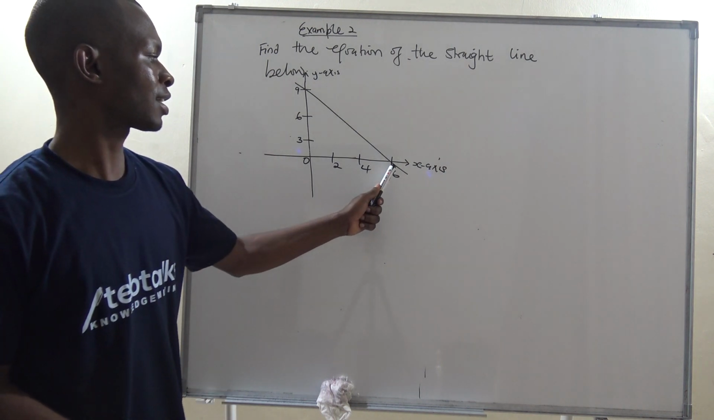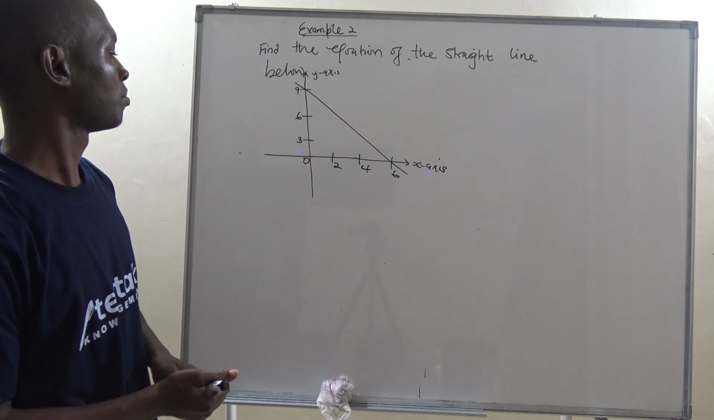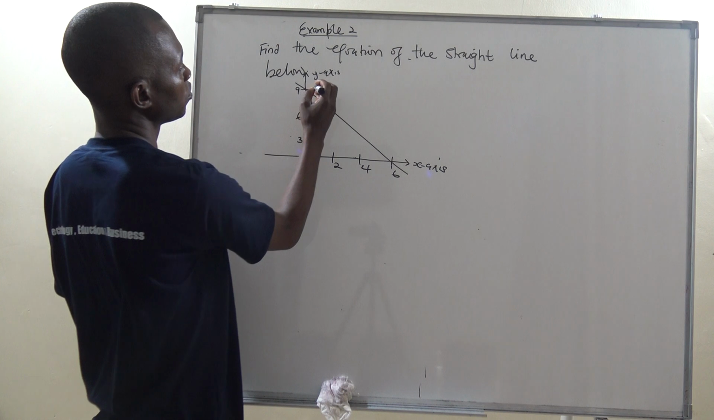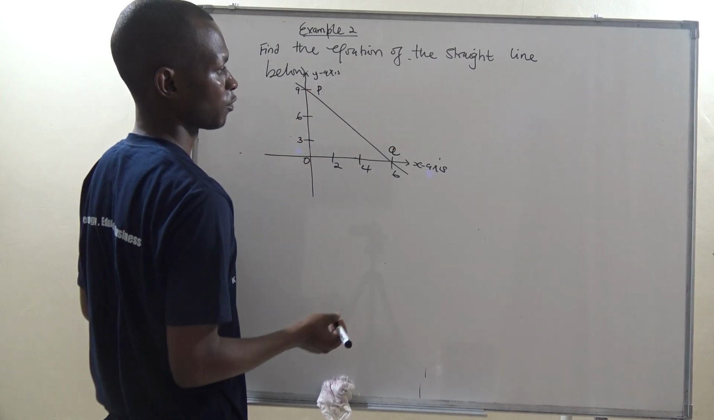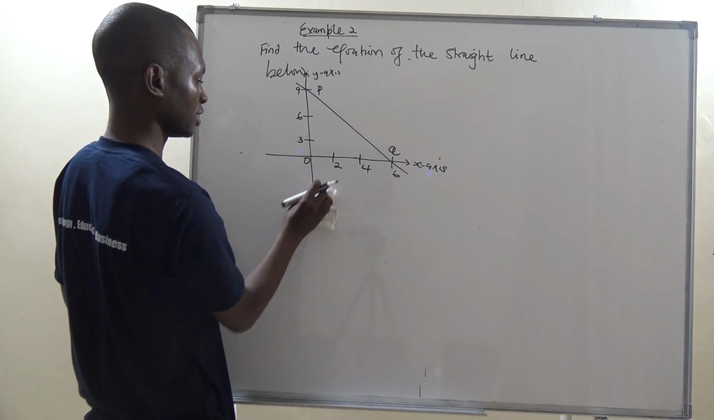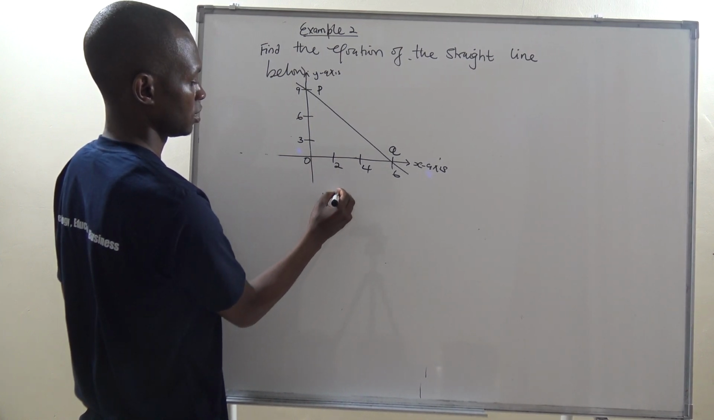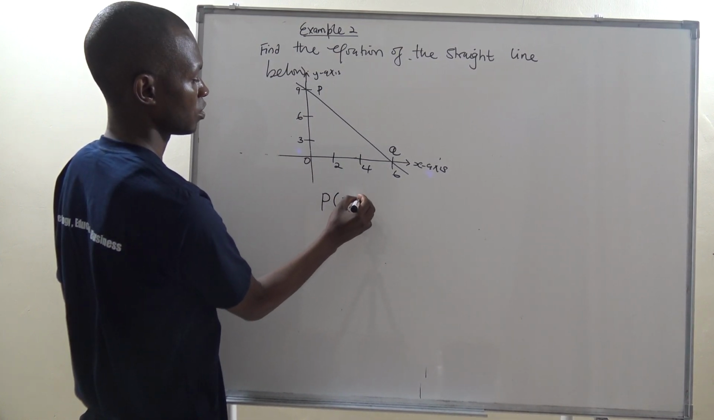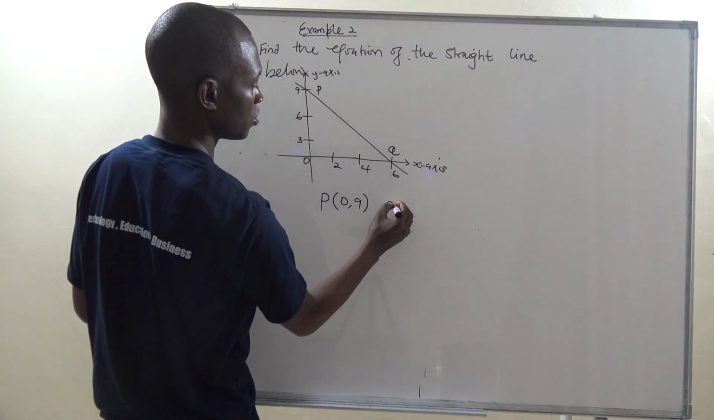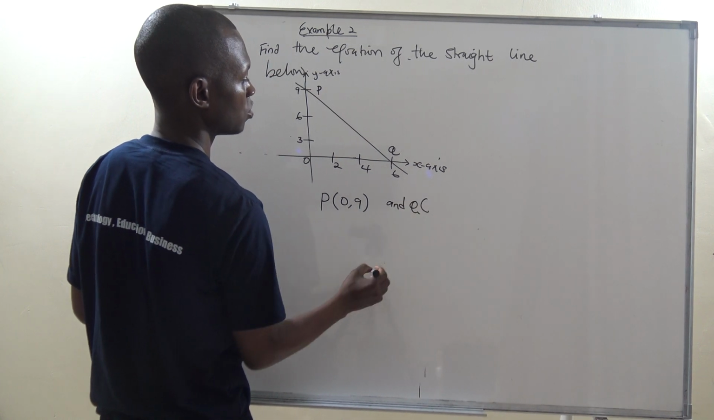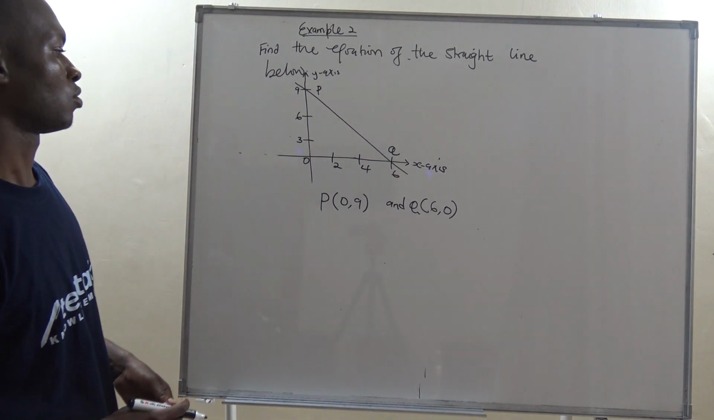This line is cutting the x-axis at 6, and the y-axis at positive 9. I can call this point P and this one Q. You first identify them. You say that my point P is (0, 9) and the point Q is (6, 0).